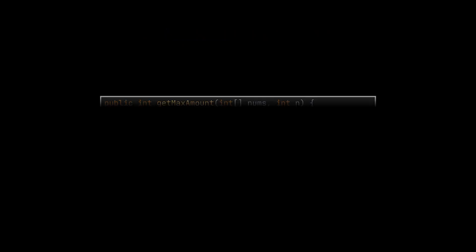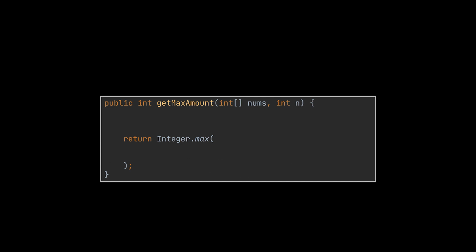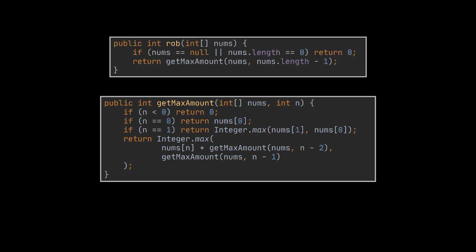So if we had n houses, regardless of what n is, then the maximum amount of money we can steal after wandering around all n houses will be the maximum between the money stashed at house number n plus the maximum amount of money we can steal after wandering around n minus 2 houses, and the maximum amount of money we can steal after wandering around n minus 1 houses. That's it. That is the recursive solution to this problem. All we need to do now is add the breaking conditions, which should be straightforward, throw in the initial recursive call, and you did it.